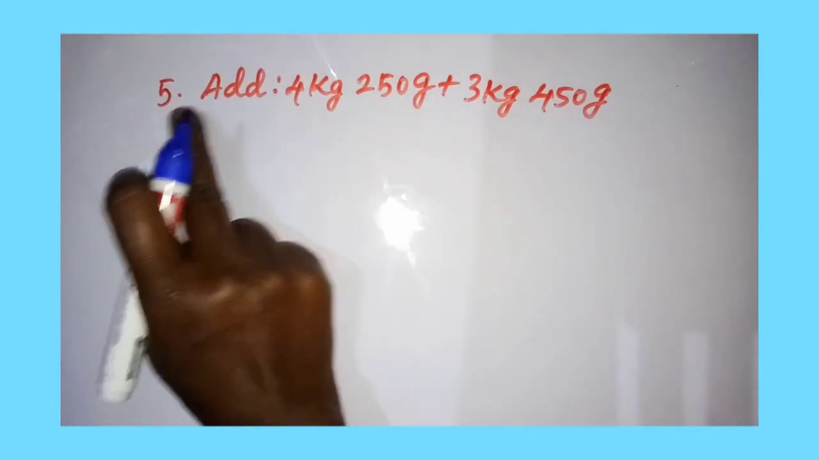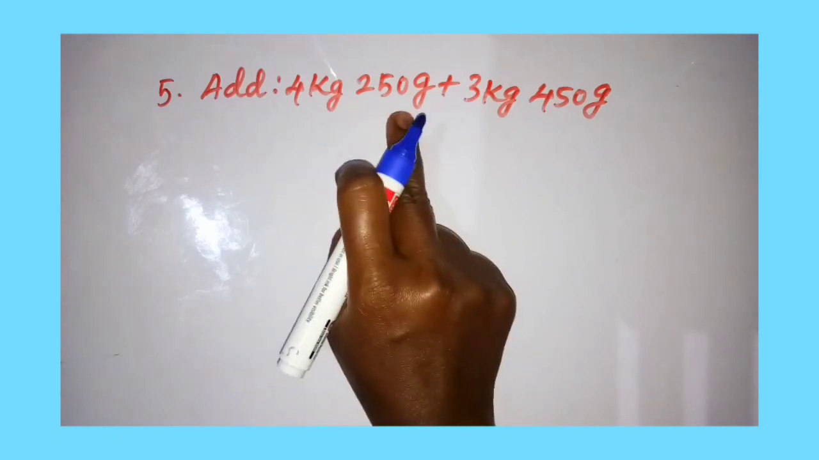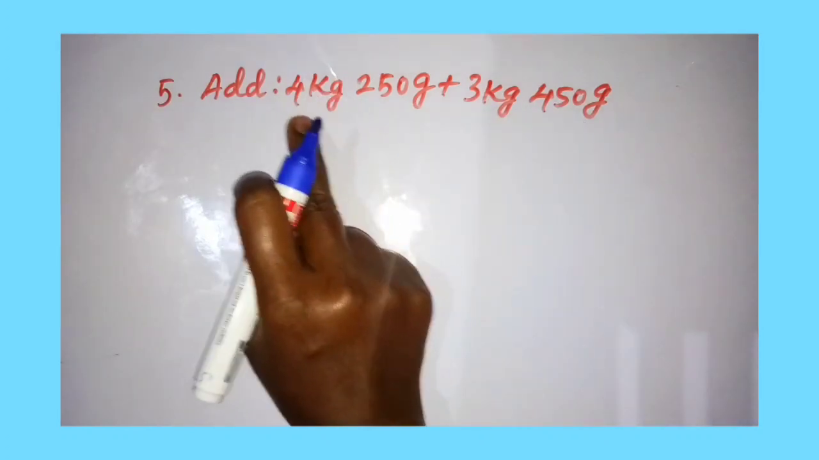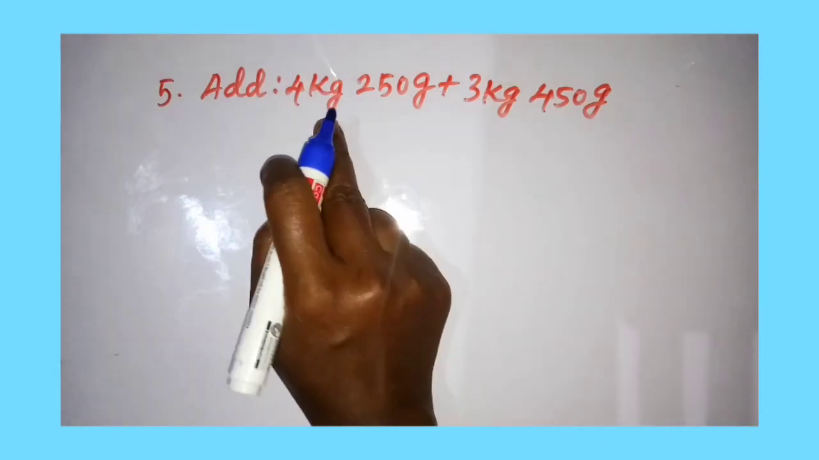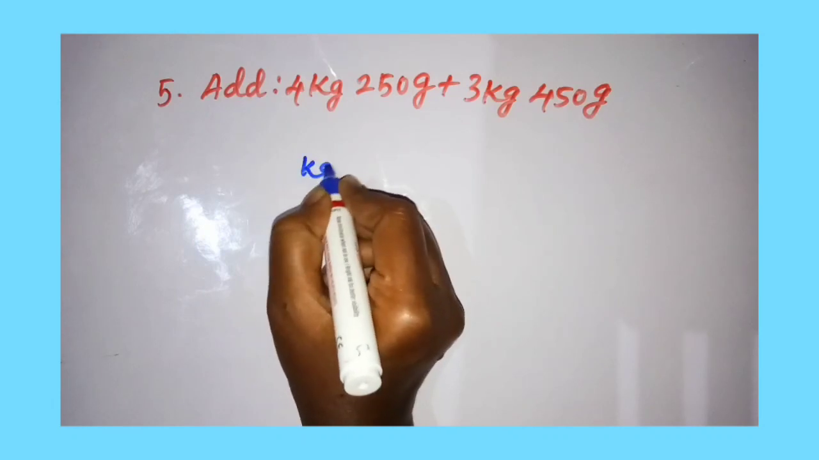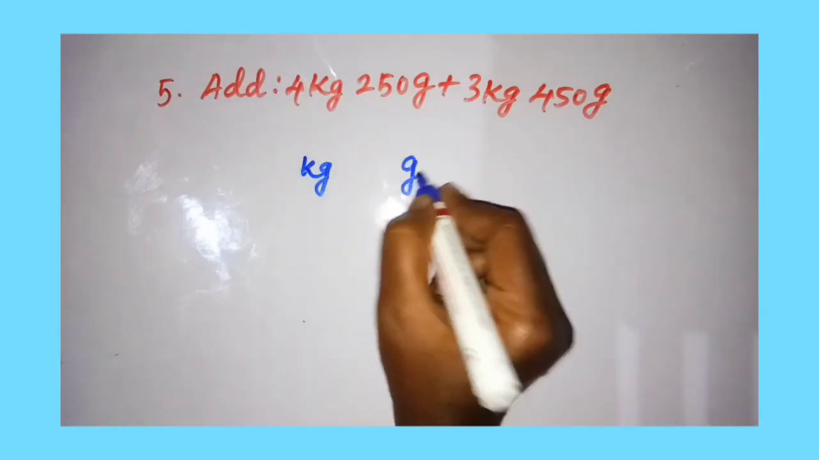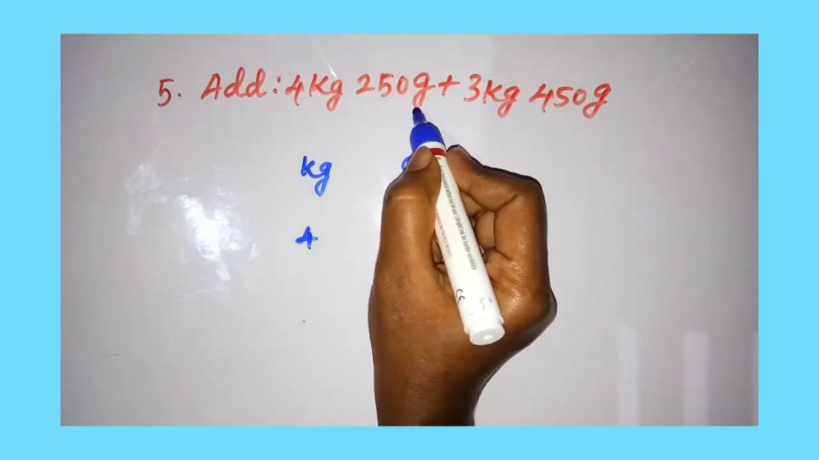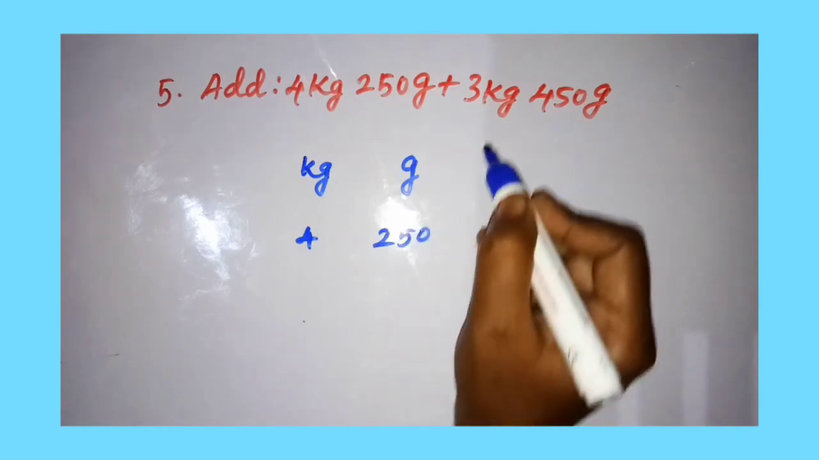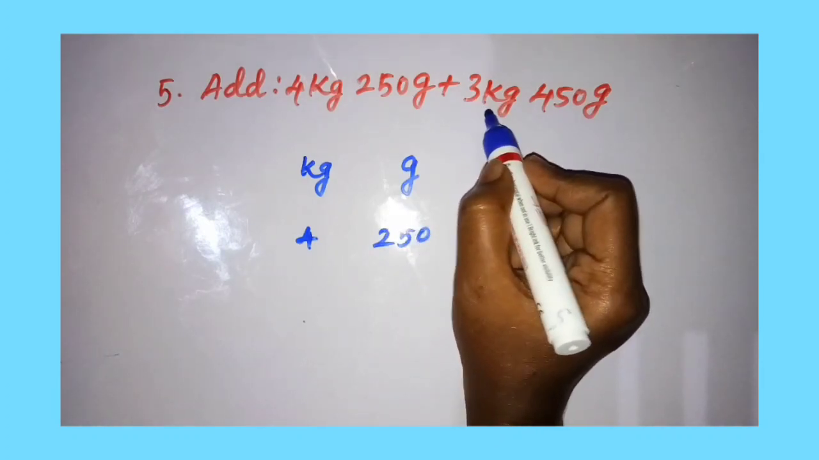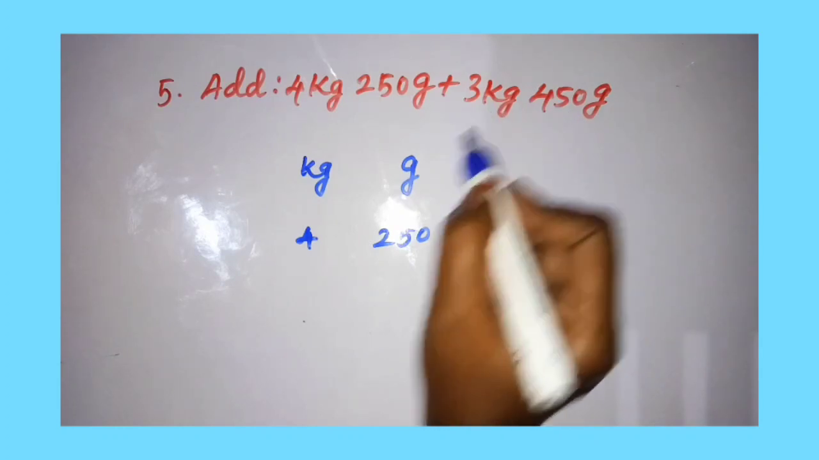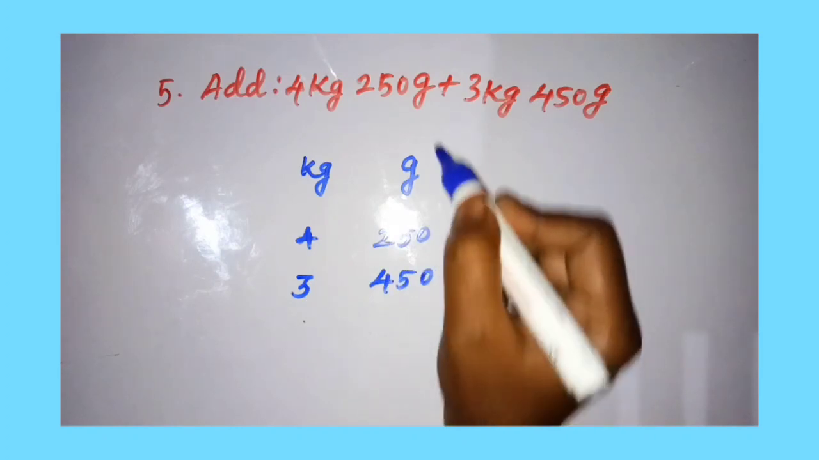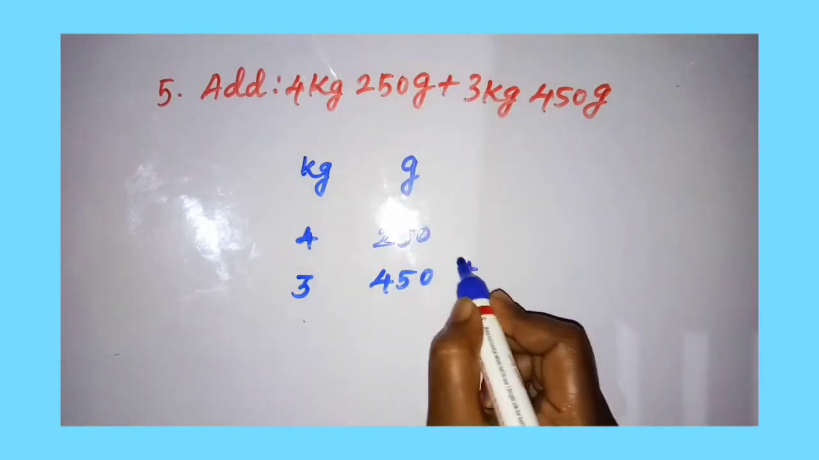Next question, add 4 kilogram 250 gram plus 3 kilogram 450 gram. So first we write the given measurement. First one is kilogram, second one is gram. So first kilogram value is 4. Next gram value is 250. Next the second value, 3 kilogram 450 gram. So kilogram value is 3, gram value is 450. The sum is addition, so put the plus symbol.